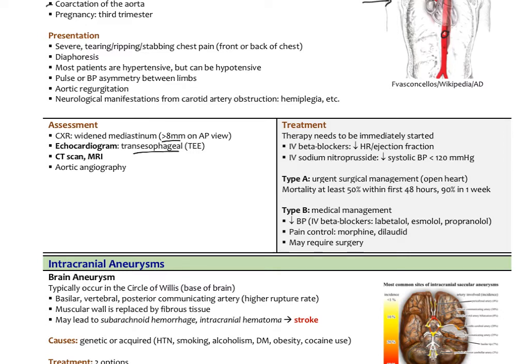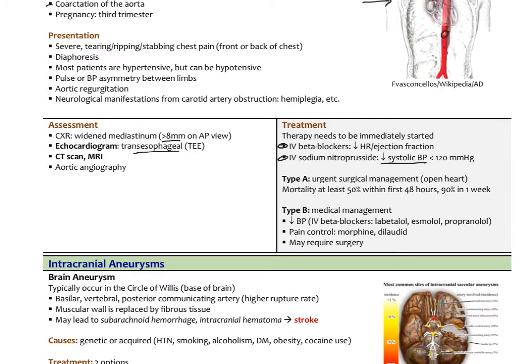So the treatment really would focus on reducing blood pressure and reducing the ejection force from the heart, especially acutely. And that would be with IV beta blockers, IV sodium nitroprusside. This is something, remember, one of those emergency agents we can use to dramatically lower blood pressure. And so those would be the immediate medications started.